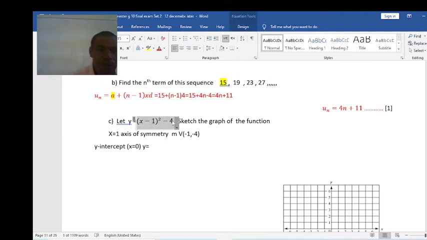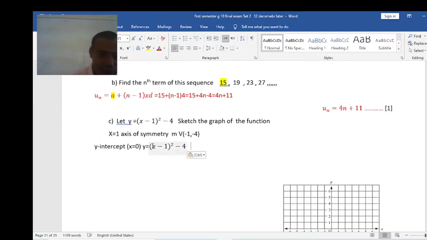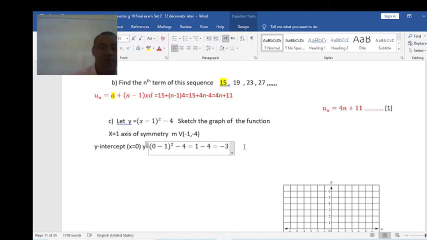Okay, copy. When x equals 0, y equals... I will just substitute x by 0. 0 minus 1 squared will be minus 1 squared, which gives 1. 1 minus 4 equals negative 3. So this is the y-intercept. Now for the x-intercept.